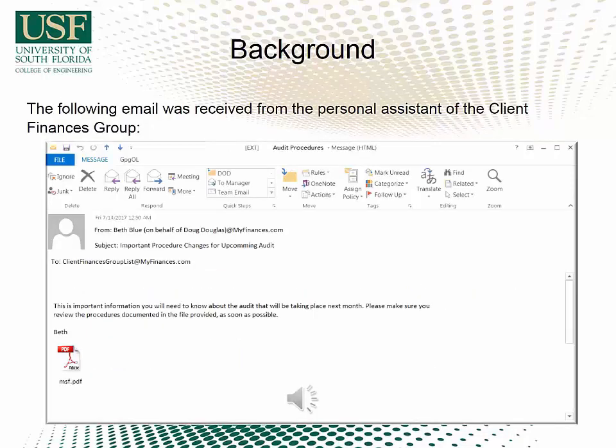The first indication of the attack occurred in an email. And in this email, what happened was that Beth Blue, who is the assistant to the manager of the group, Doug Douglas, sent out an email. Now, in this email, it identified specific information about operations that were occurring in that group. In other words, the attacker knew this group. He knew what he wanted to do.